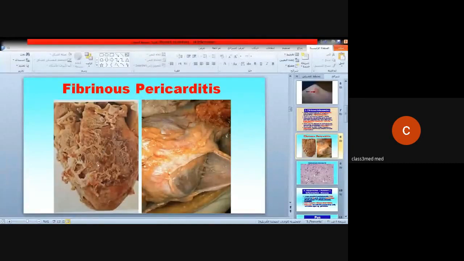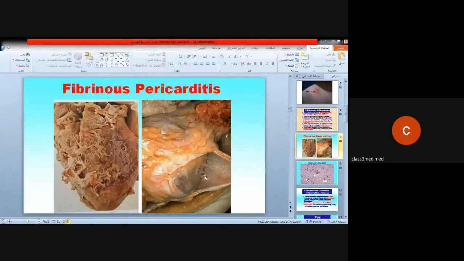On the right side, also the heart. And you see this is a parietal layer. When we try to remove the parietal layer from the visceral layer, you see this is the fibrous adhesion. This is the fibrous adhesion, meaning this is organization of the fibrinous exudate.